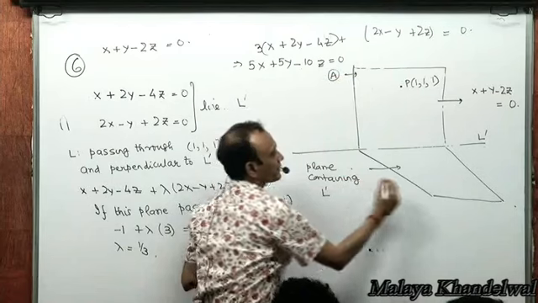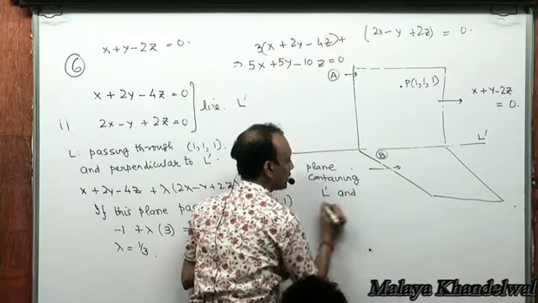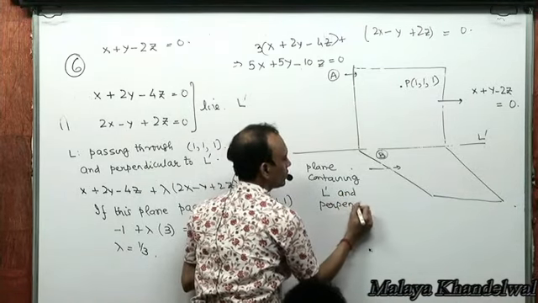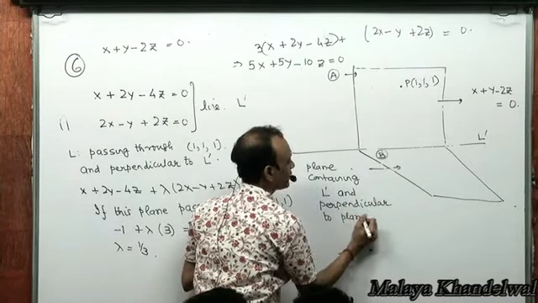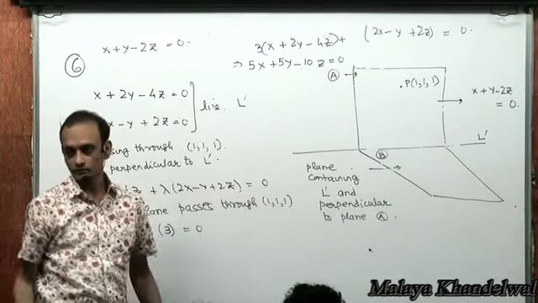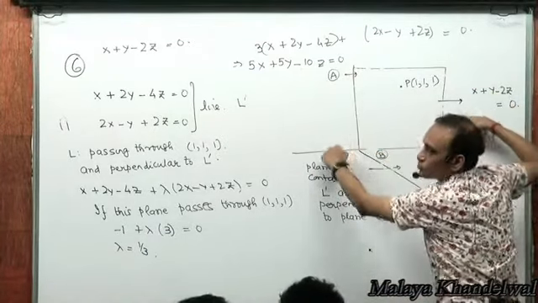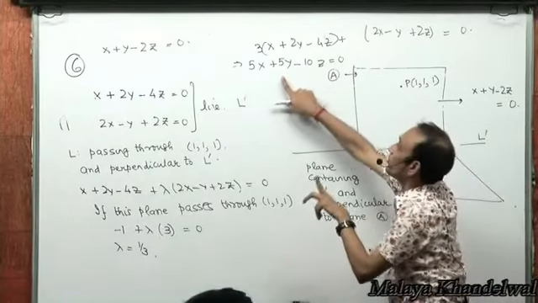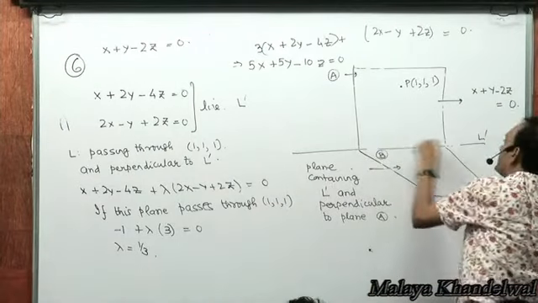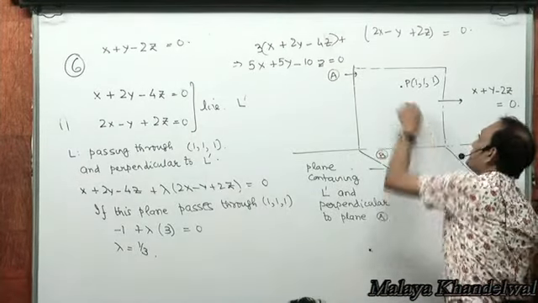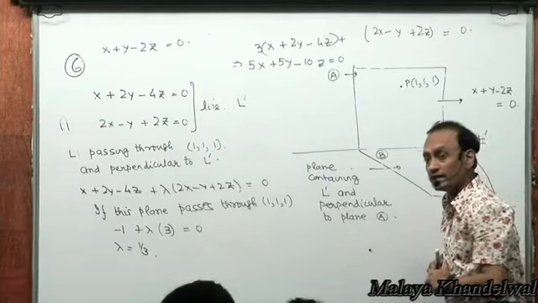Let me call this plane A and let me call this plane B. Plane B contains L prime and is perpendicular to plane A. Plane A is a plane containing the line L prime and passing through 1, 1, 1. I hope you understand how I obtained the equation of this plane, x plus y minus 2z equal to 0. This plane again contains the line L prime but is perpendicular to this plane. This plane and this plane, they are orthogonal. Right?